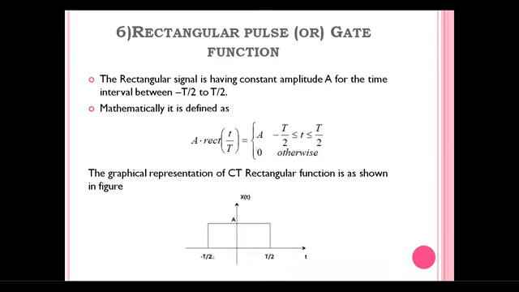You see the graph. From the graph, for the time from minus T by 2 to T by 2, the signal has a constant amplitude A. For the remaining time, from minus infinity to minus T by 2 and T by 2 to infinity, the signal has no amplitude at all. That's why this signal is called a gate function or rectangular pulse.